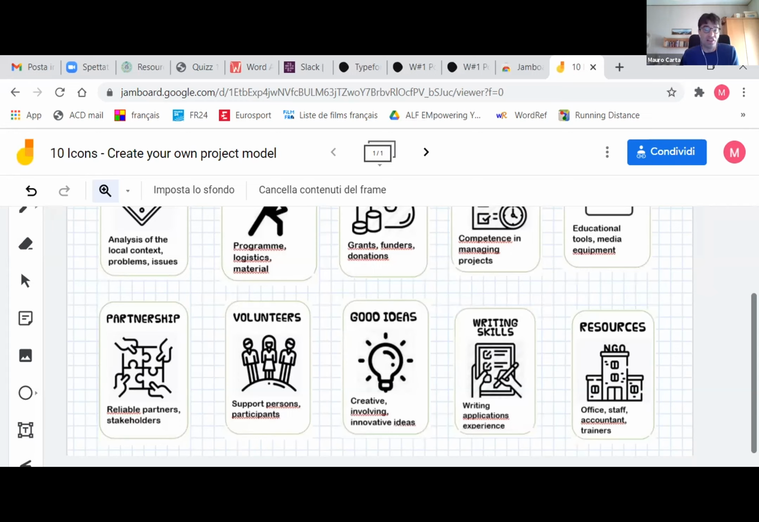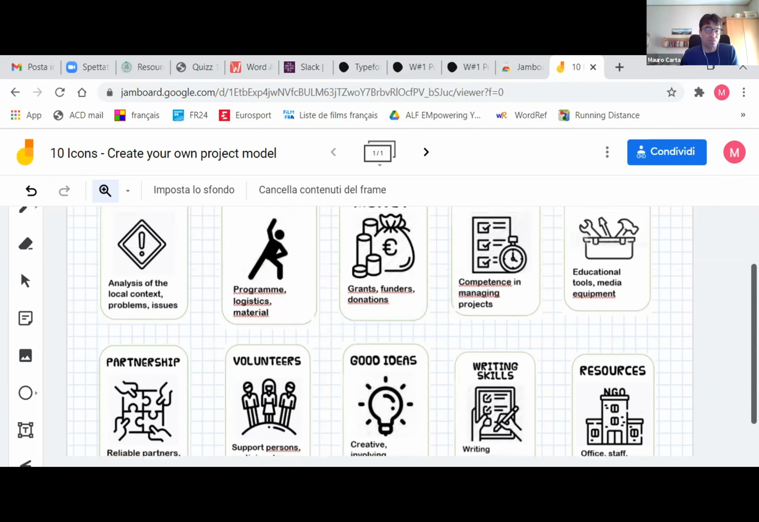course, resources. Okay, without an office, without a place to run the activity, without staff members, you cannot go so far. Maybe you can organize a one-day event, but if you want to organize a multi-activity project, you need this kind of resources, okay? And you also need to be a financially solid applicant. These are, according to us, the 10 most important elements.